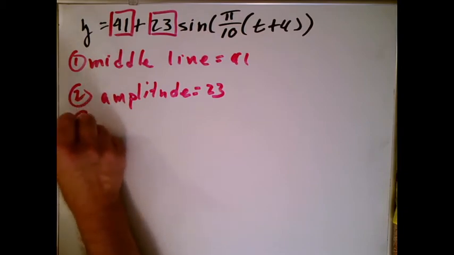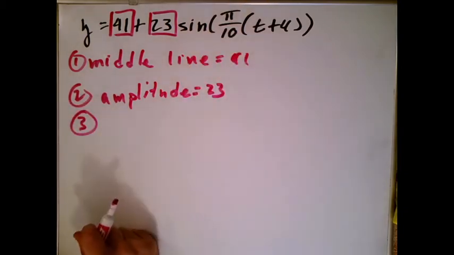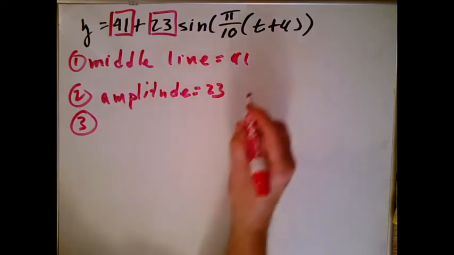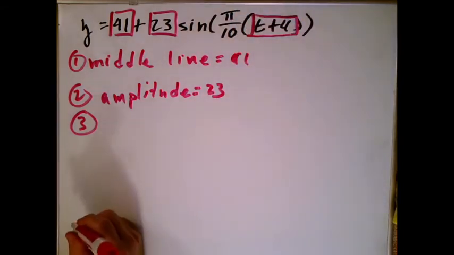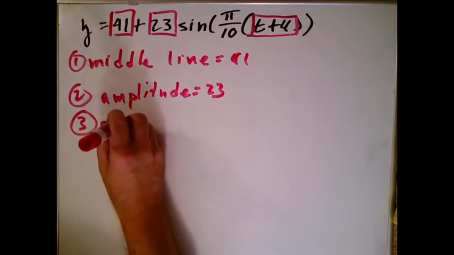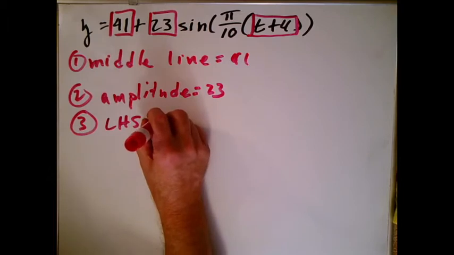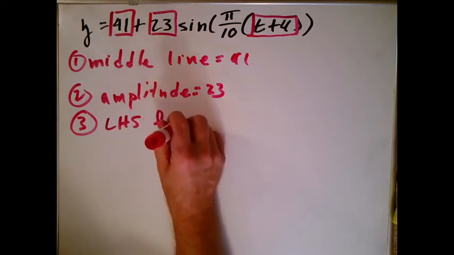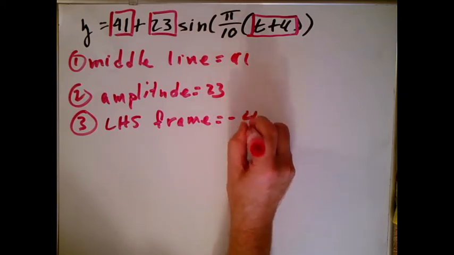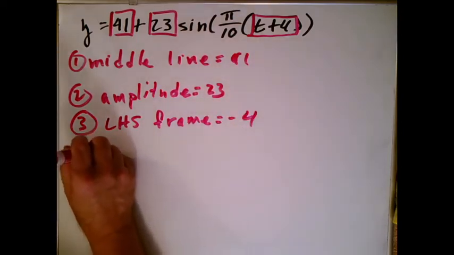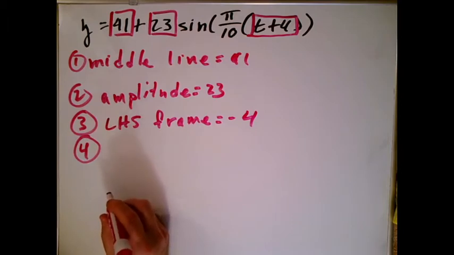Now, what happens here, I know that pi over 10 affects the width of the frame, but it's better to find out where the frame starts first. So I'm going to look over here at the t plus 4, and we know from just regular stuff with functions, that actually moves the whole graph forward to the left. So that tells me that the left-hand side of the frame equals -4, like that.